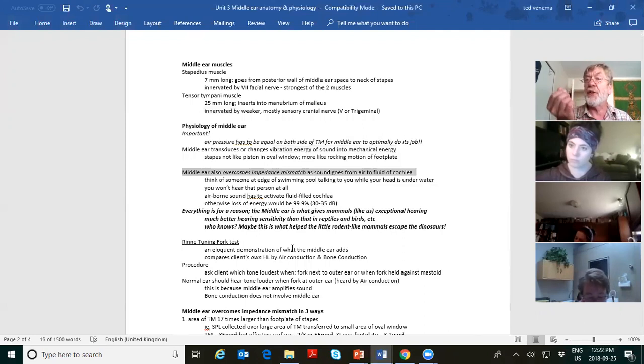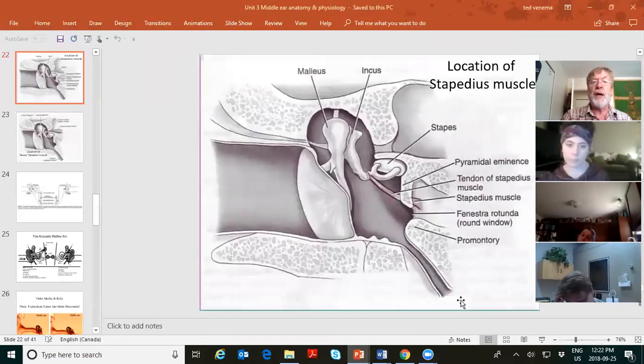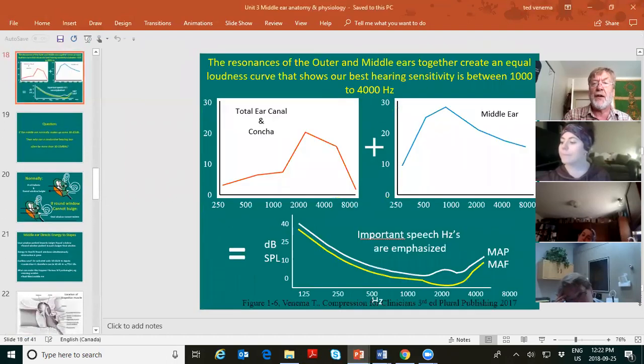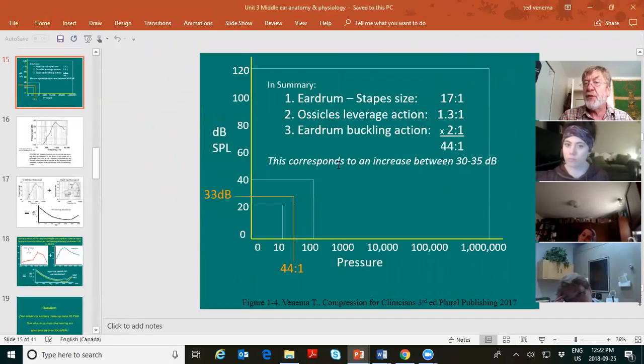Those 3 factors: size of the drum, the leverage action, the buckling action of the eardrum, and those 3 things stuck together. When you put that all together, you've got the ways of overcoming the impedance mismatch between air and fluid. So, if I take a look at this, we have these reasons here that we talked about. And if you want a demonstration of that, you do the Rinne tuning fork test.